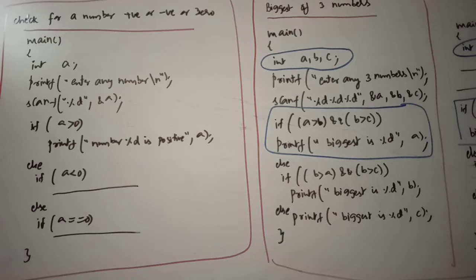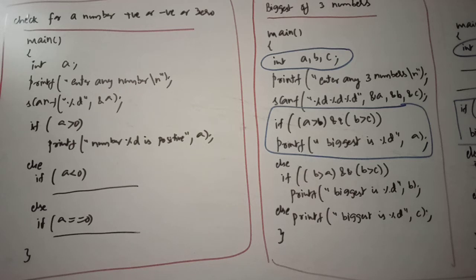How many variables are required? Only one. If a greater than 0, if it is true, the number is positive. The number %d is positive. If your input is 6, a greater than 0, 6 greater than 0 is true. So your output is number 6 is positive.